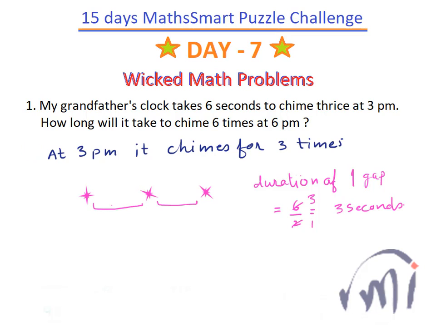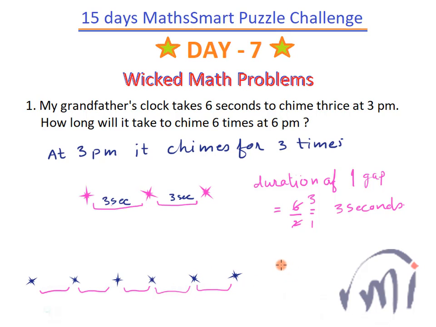That means the duration between 2 chimes is 3 seconds, right? It does a ting sound and then it waits for 3 seconds, and again it does the chiming sound and waits for 3 seconds, and again it does the chiming sound. And when the same clock chimes 6 times at 6 p.m., it will be something like this, where there will be a total of 1, 2, 3, 4 and 5 gaps.